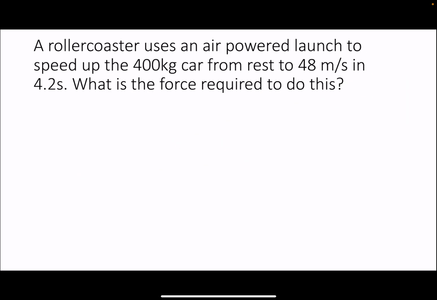Let's say a roller coaster uses an air-powered launch to speed up the 400 kilogram car from rest to 48 meters per second in 4.2 seconds. What is the force required to do this? So here's our definition for delta P, and it's equal to force times time. So again, I said we could also use this equation. Delta P is also equal to mass times Vf minus V naught.